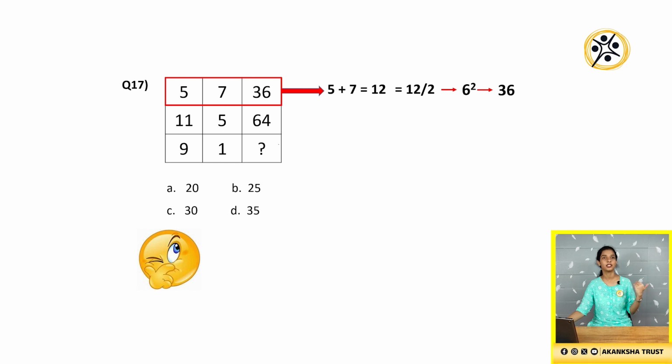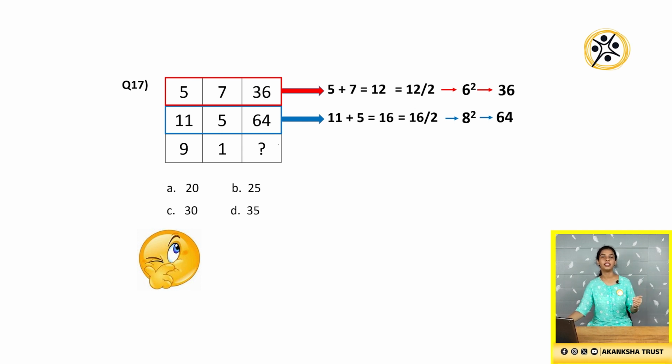So if we follow the same pattern in the second row as well, we can see that 11 plus 5, that is 16, when divided by 2 gives us the answer of 8, and when you square the number 8, we get the answer as 64.